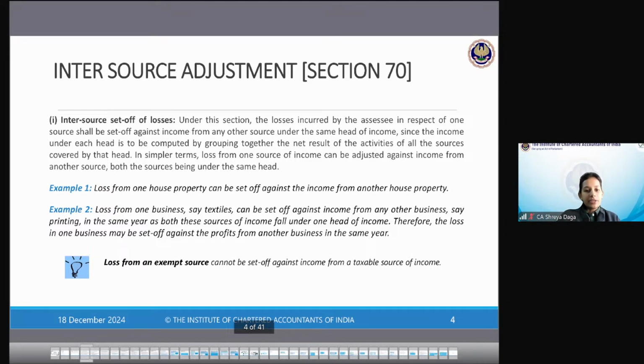Intersource adjustment. So section 70. Intersource, by intersource, we mean firstly intrahead. Within the same head, if you want to set off against between two different sources from the same head, is it allowed? Generally, as per section 70, this is allowed. I told you intra is easy.